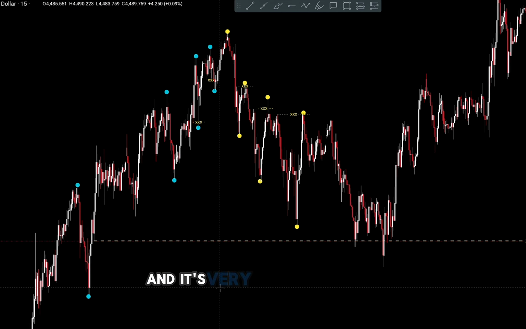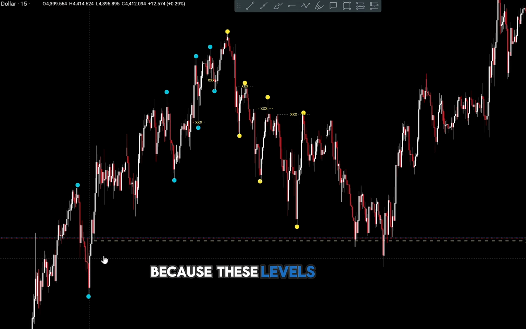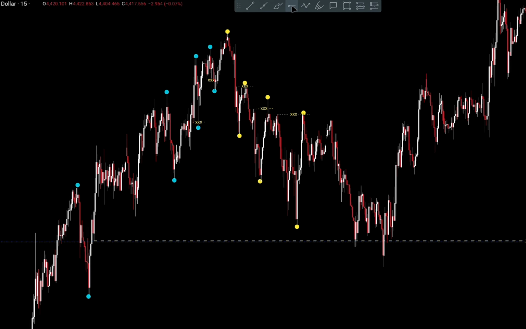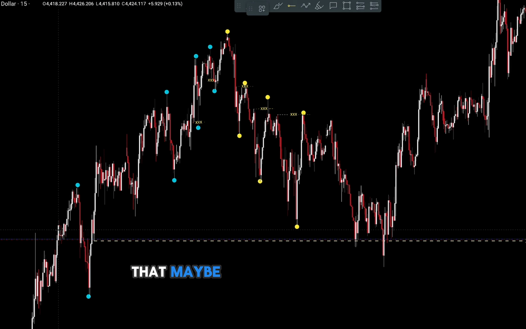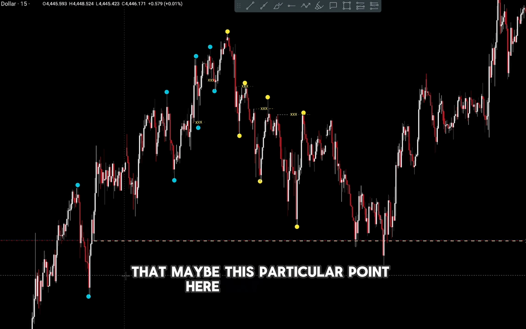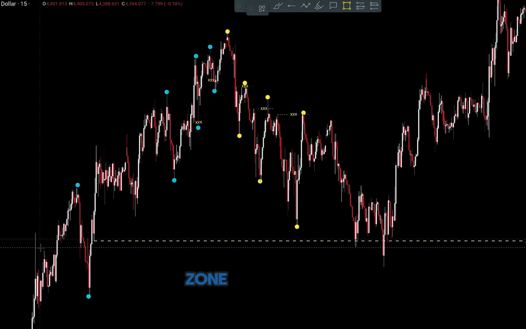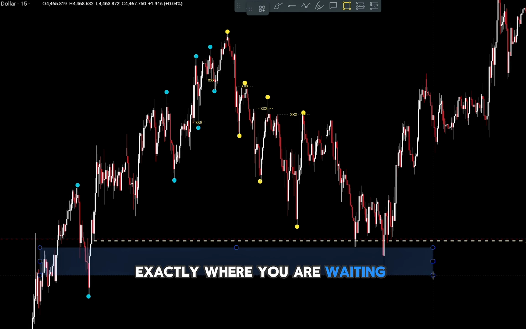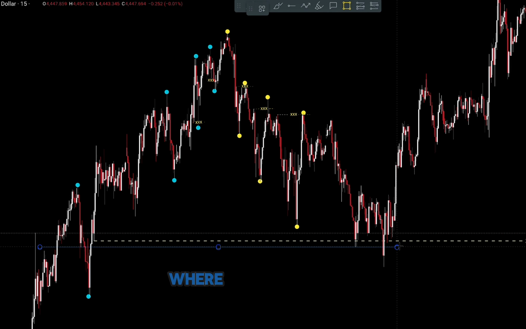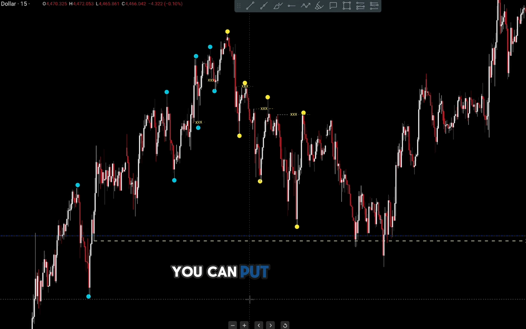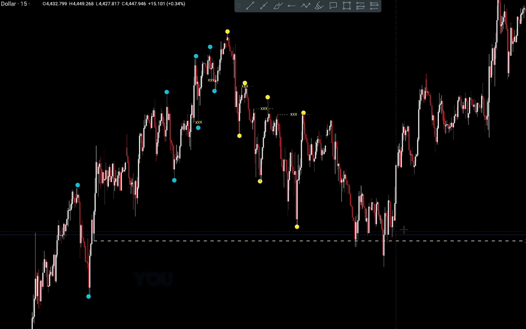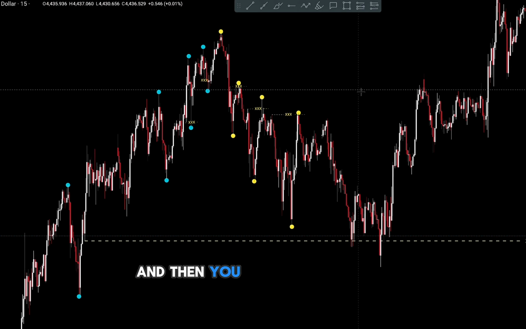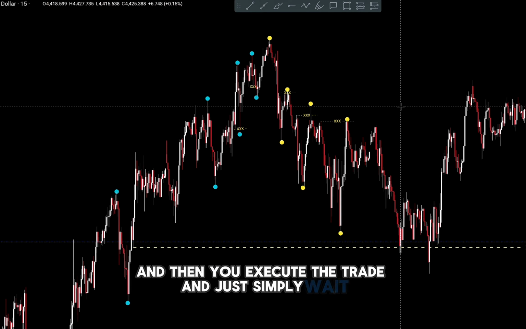And it's very, very interesting because these levels that it is trading from are also levels from the higher time frames. We have confluence that maybe this particular point here may be a weekly zone or daily zone. You know exactly where you are waiting for the market. You put where your liquidity is. You can put trend line confluence. You can wait for confirmation. There was a 9 confirmation here, and then you execute the trade and just simply wait.